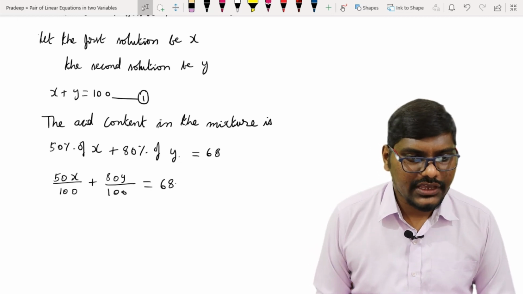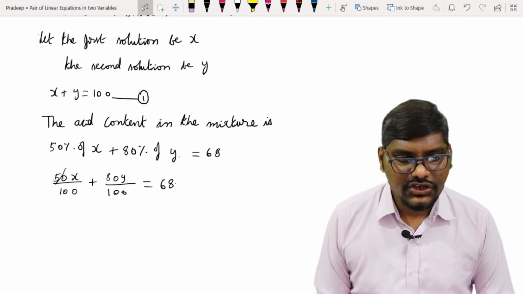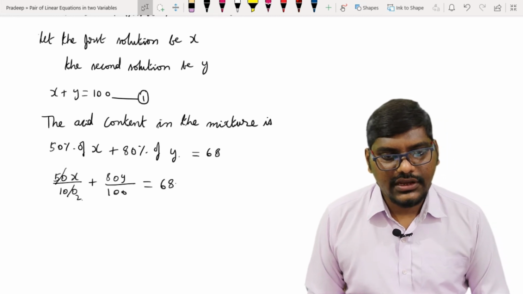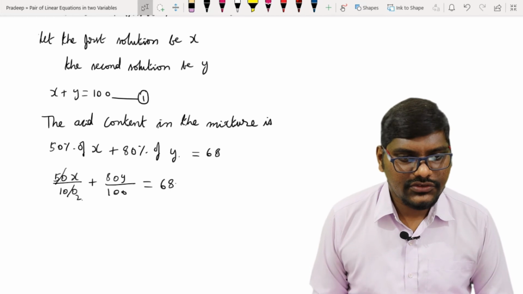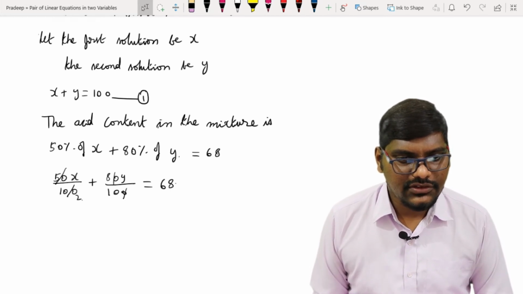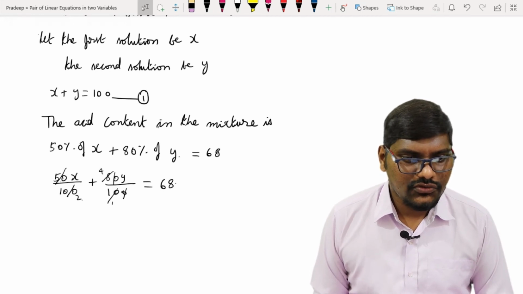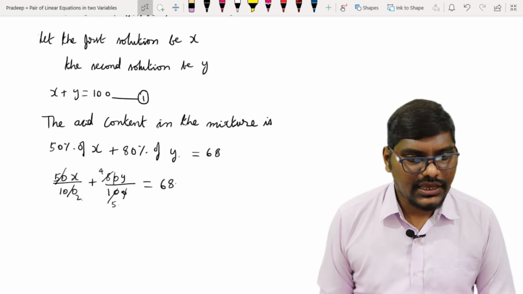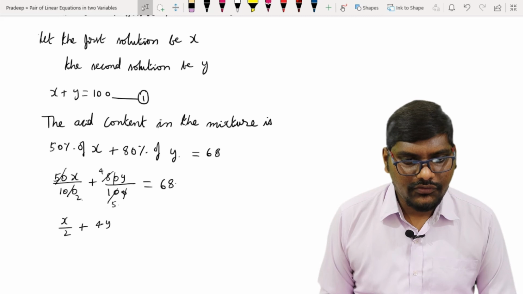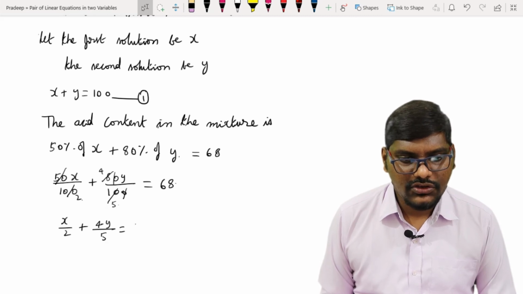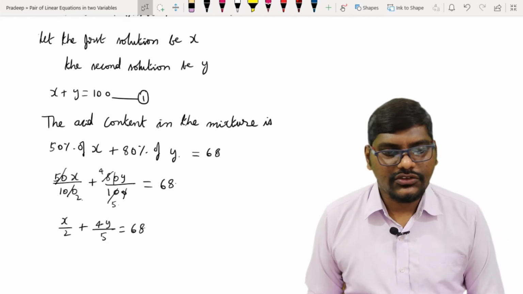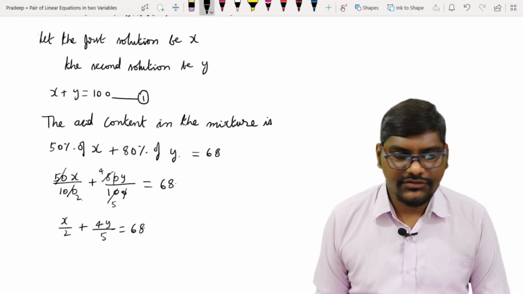Now if we cancel the zeros, only 10 remains, so we can solve this. 2 4s are 8, 2 5s are 10. So we are getting x by 2 plus 4y by 5 equal to 68. So this is the equation. We'll further solve this equation.